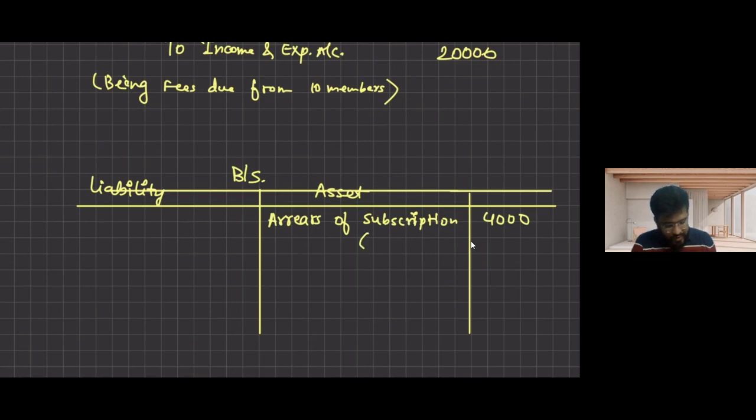And if you want to write the month, let's say this is for the month of January. I am preparing the balance sheet for just 1 month. So my balance sheet will be closed for the month of January.